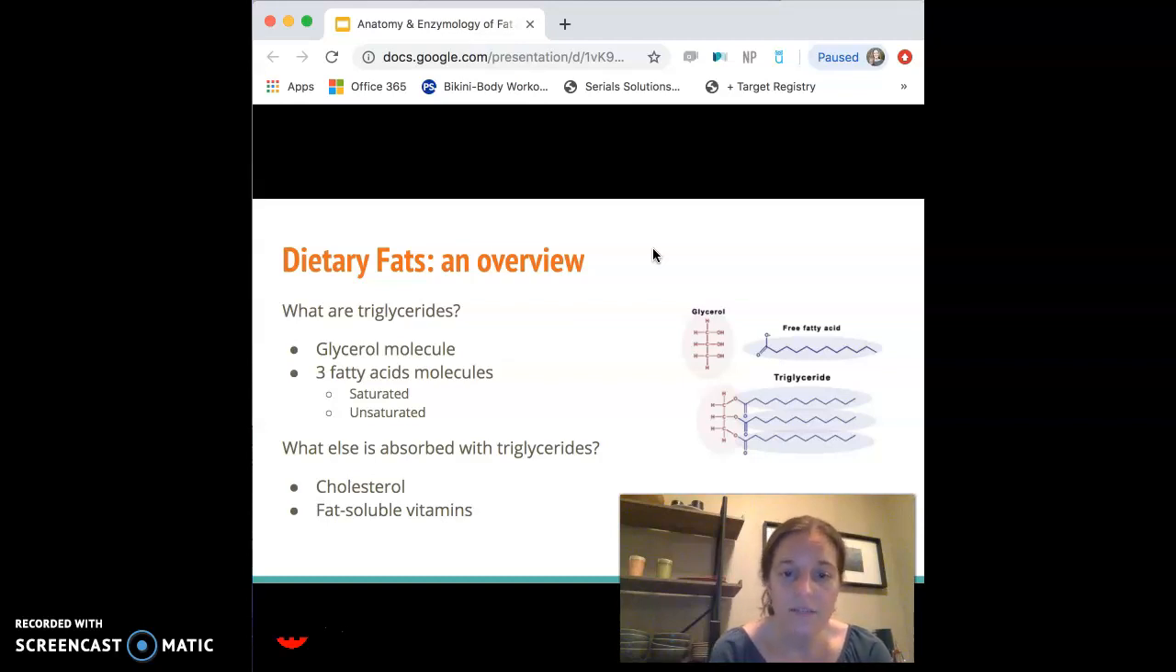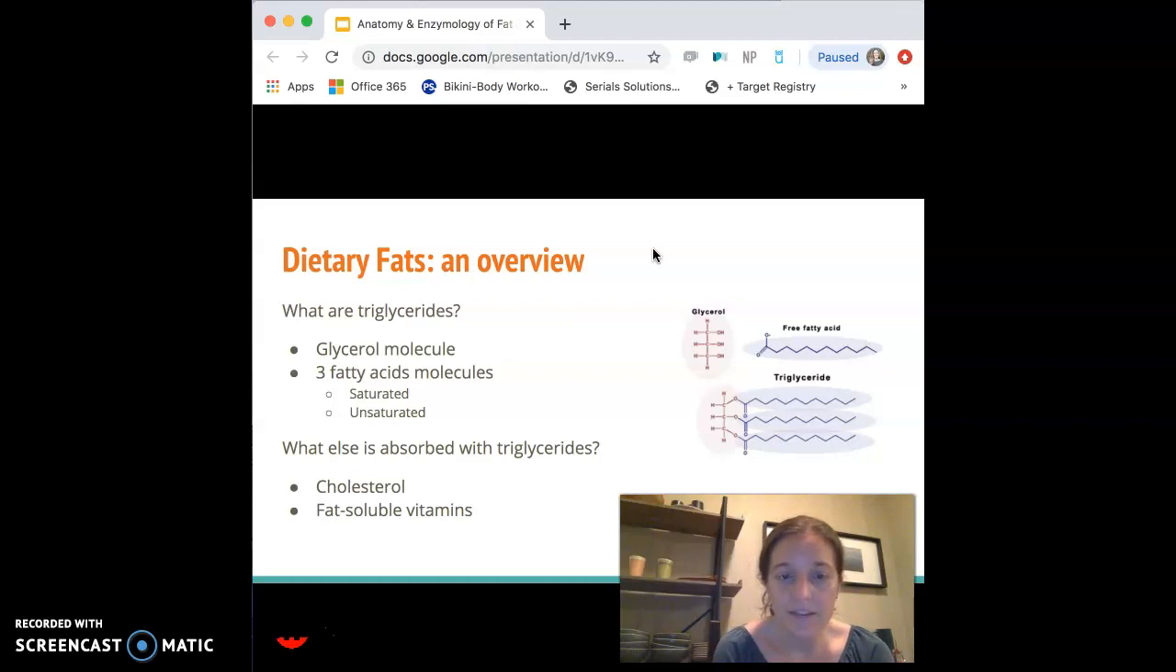Now these fatty acid molecules can either be saturated, meaning they have no double bonds in the fatty acid tails, or they can be unsaturated, which indicates the presence of at least one double bond in the tail. These are going to have different functions within the human body, dependent on the length of the carbon chain, as well as the number of double bonds that are present in that chain.